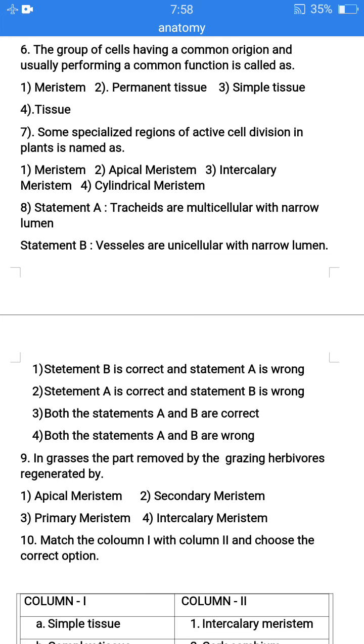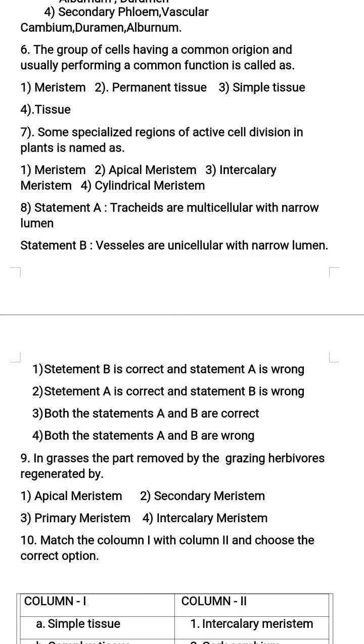Some specialized regions of active cell division in plants is named as. Let's see the options first of all. Option 1, meristem. Option 2, apical meristem. Option 3, intercalary meristem. Option 4, cylindrical meristem. So now let's see the correct answer and explanation for this seventh question. The correct answer for this question is option 1. It is nothing but meristem.